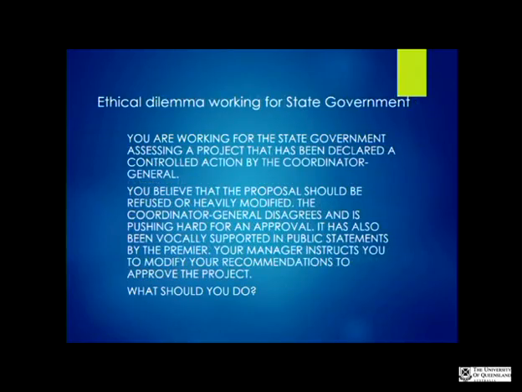This one is state government. Manager instructs you to modify your recommendations so that the project can be approved. I'll leave you guys to think about what you would do with a case like that. We've pretty much talked about it today in terms of what we do in those.